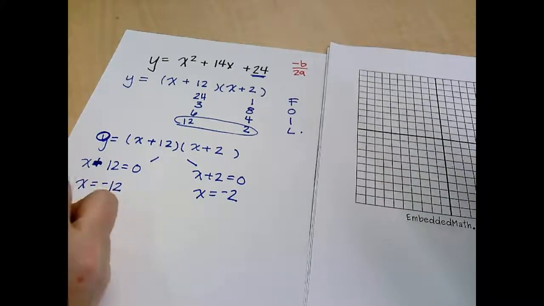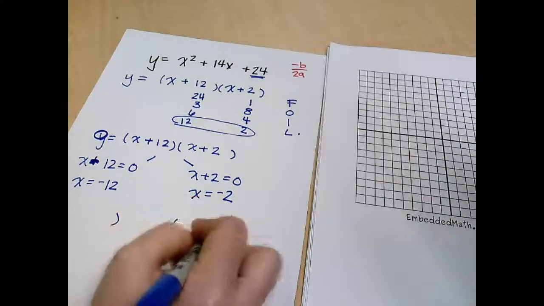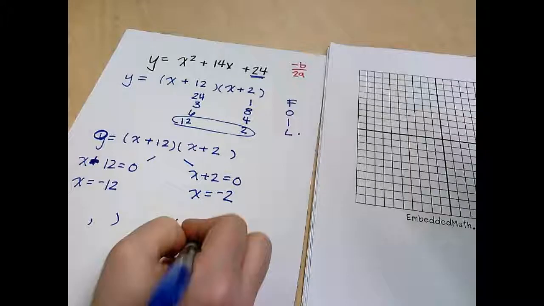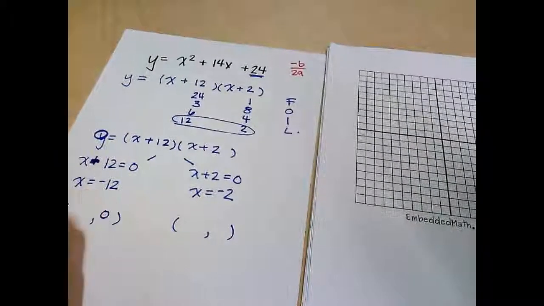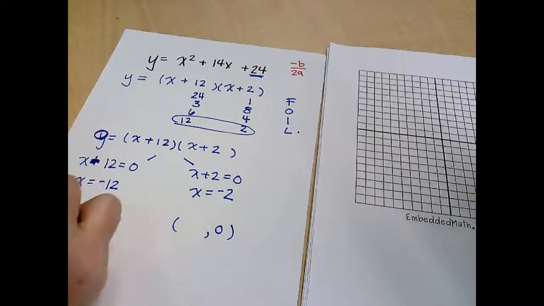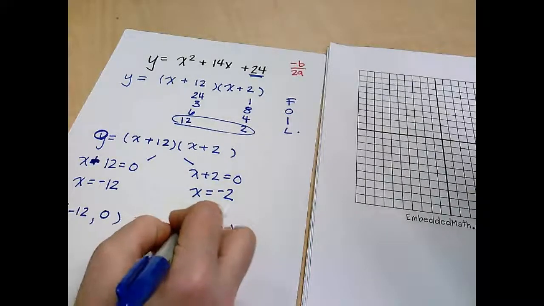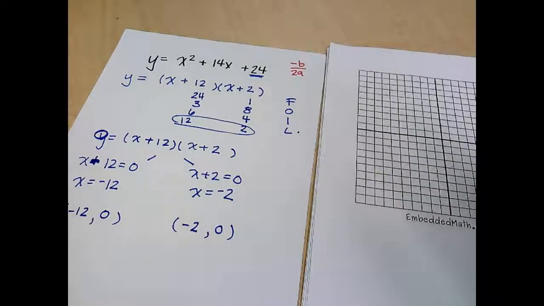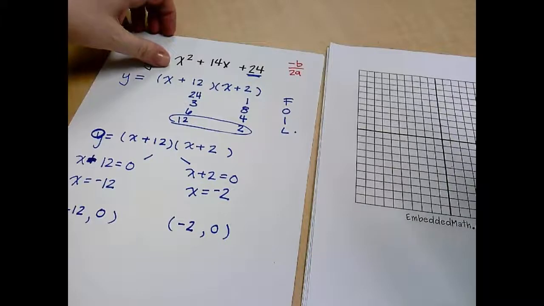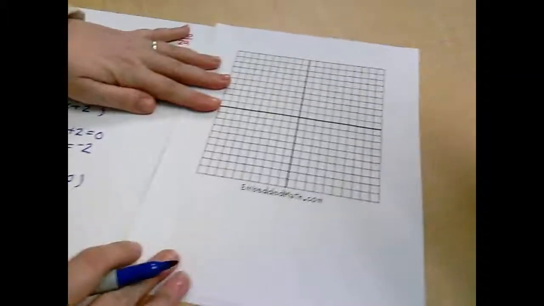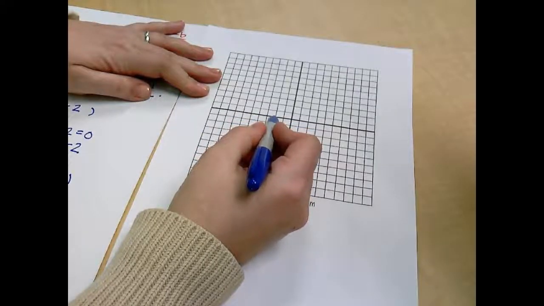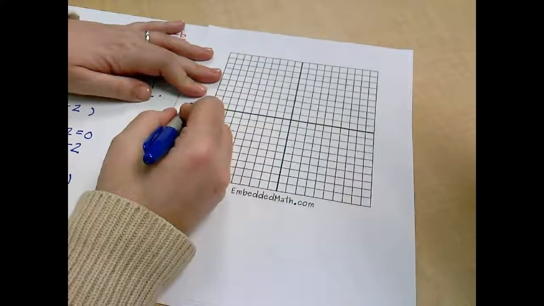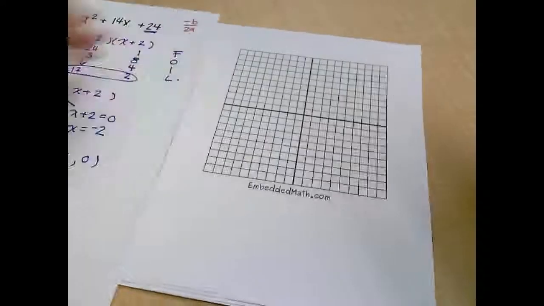So for this equation, my two zeros of when it'll cross that x-axis, where the y value is 0, are x equals negative 12 and negative 2. So if I were going to graph this, I would come over and see negative 2 would be one space where it crosses, and then negative 12 would be the other spot where the parabola crosses.